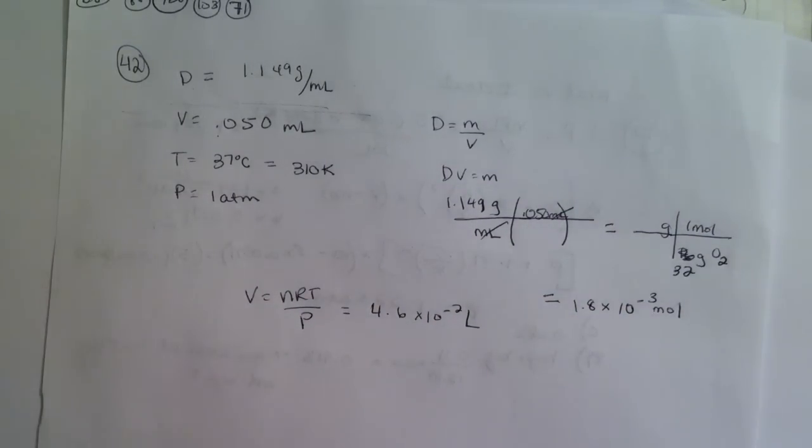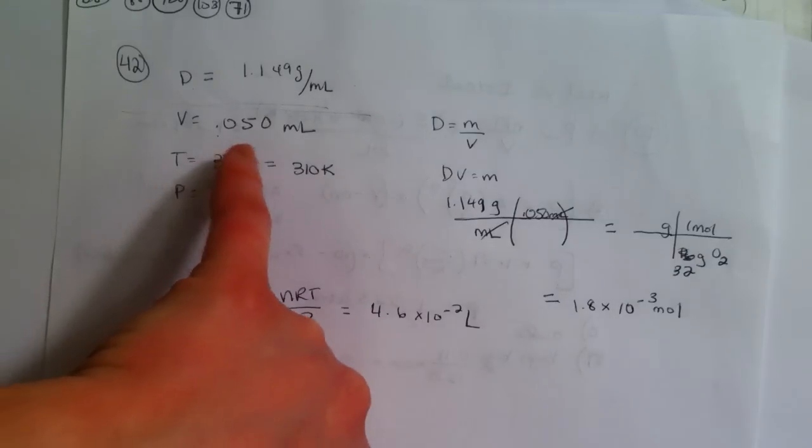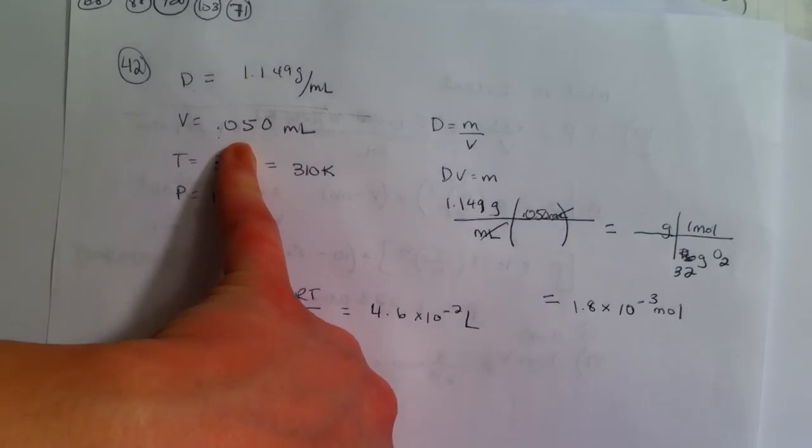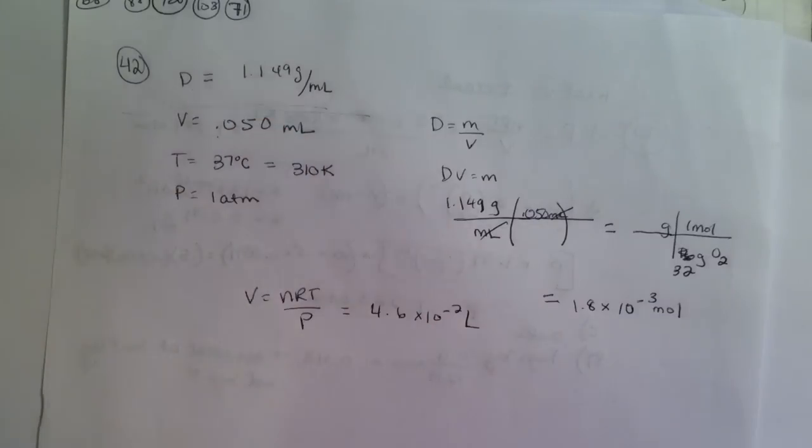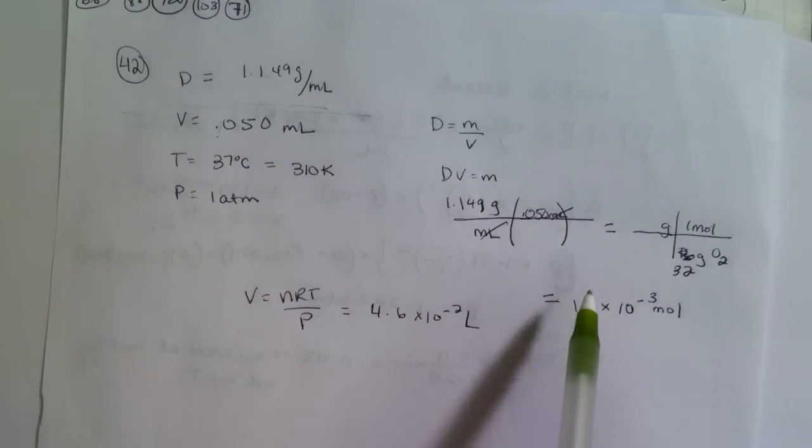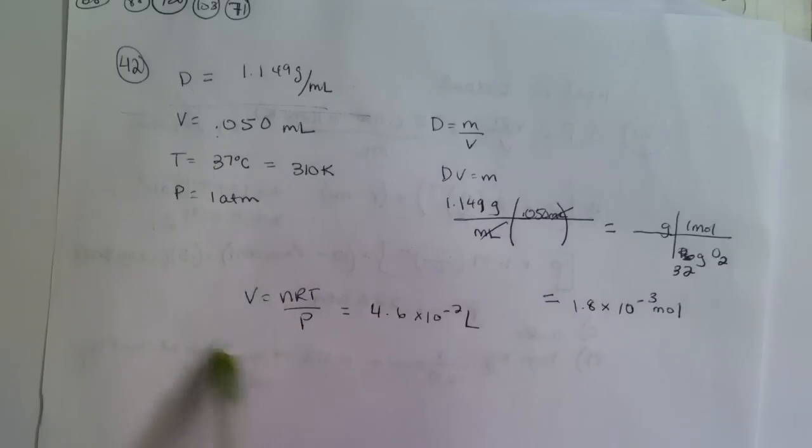So the tricky thing to do in this problem was to figure out that we needed to use this volume twice, once in PV equals nRT, and once for the density. Some of you might have actually rearranged this equation to include density, and that is also a way that you could solve this problem.